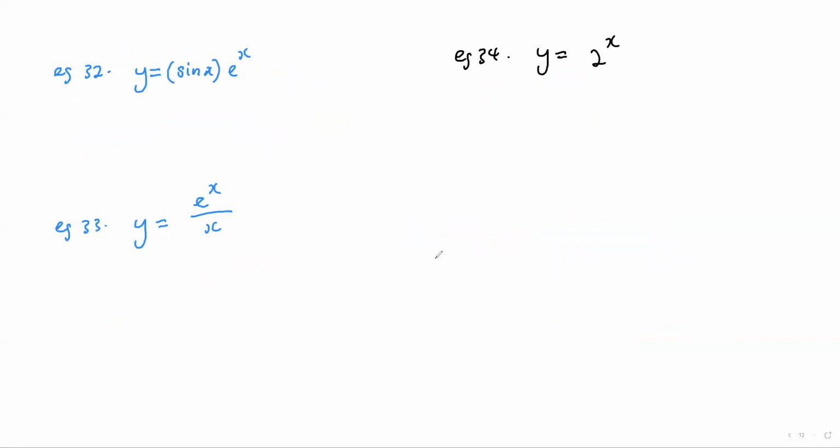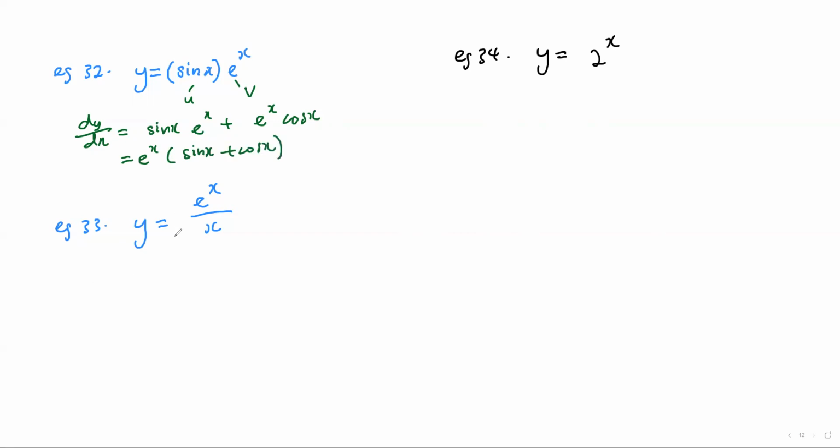Okay, so let's look at a few more examples. For this one we can apply the product rule. This one can be u and this one can be v. So dy/dx would be u times dv/dx plus v times du/dx. du/dx would be cosine x. Okay, so you could have factorized out e to the power of x if you wanted to.